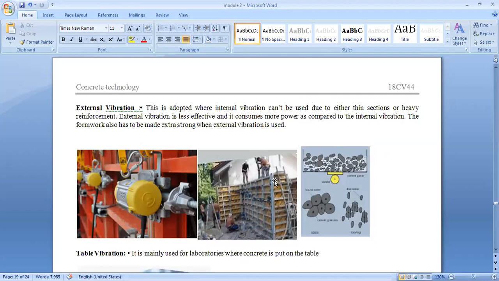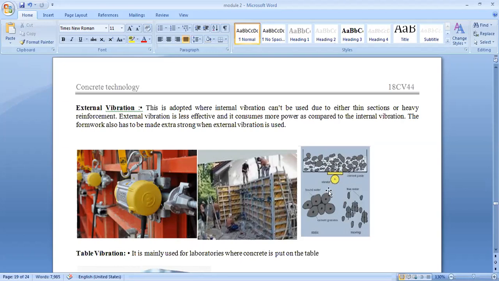So it is a formwork. If you are not able to insert a needle vibrator into the concrete, in that case you go for an external vibrator. Here on the formwork we apply a vibrator. This is a vibrating machine. If you sketch this, this is the concrete. If you use the needle in the concrete, it is an internal vibrator. If you apply a vibrator along the formwork, that becomes an external vibrator. You are applying a vibrator to the structure.